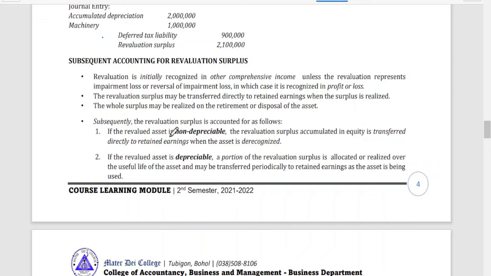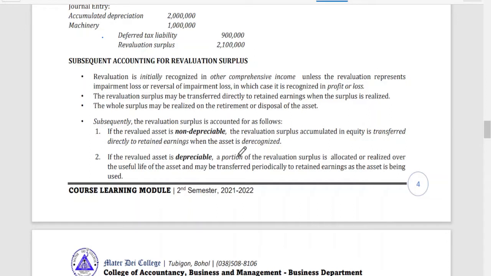Subsequently, the revaluation surplus is accounted for as follows. If the revalued asset is non-depreciable, for example, land, then the revaluation surplus accumulated in equity is transferred directly to the retained earnings when the asset is derecognized. So, mabalhin siya sa retained earnings pag tangtango na ang non-depreciable asset.